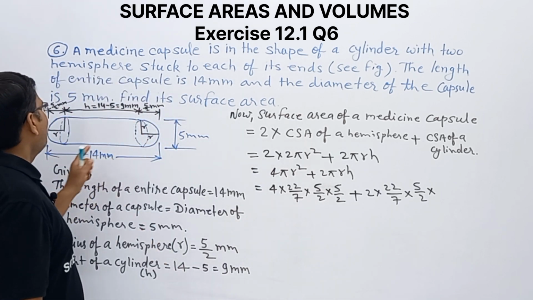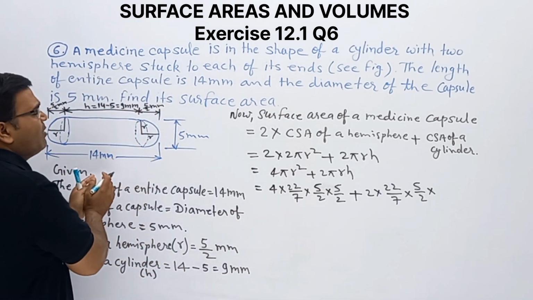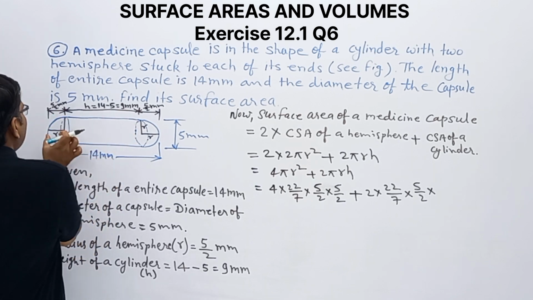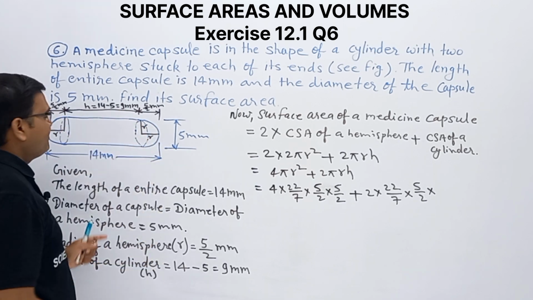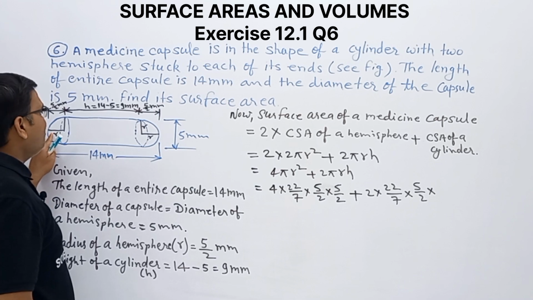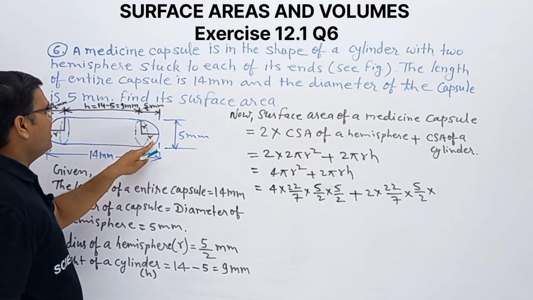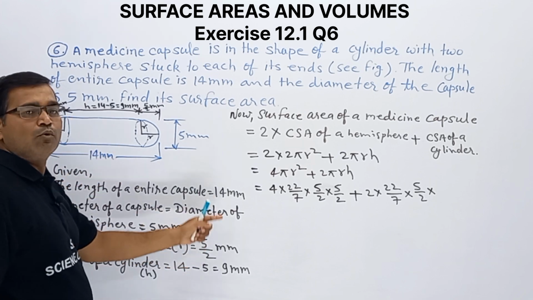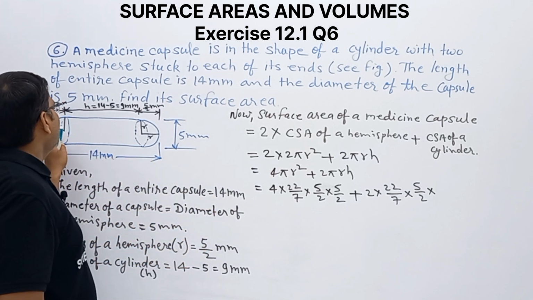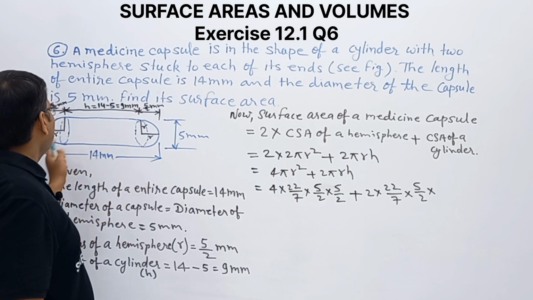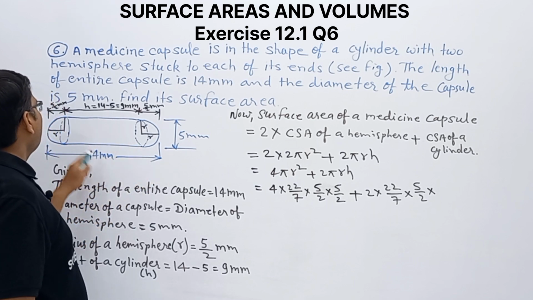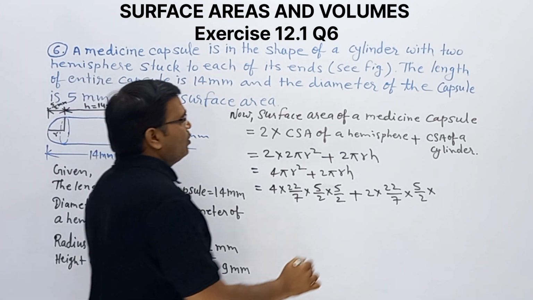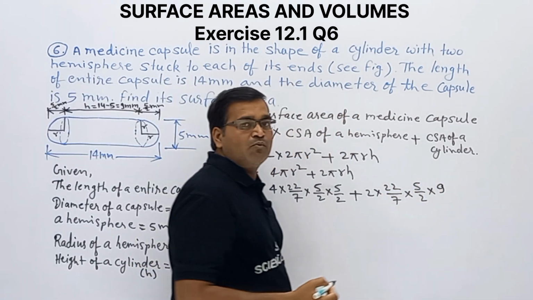So in which h is what? Height of a cylinder, and height, total length is the 14 mm of this capsule, but height of this cylinder is what? Total minus this and this one. This is radius of a hemisphere, and this is also radius of a hemisphere. It means r plus r, 2r, and r is what? 5 by 2. 5 by 2 into 2 will be what? 5. So this and this length will be 5. So total we are having 14. 14 minus 5, this one will be what? 9 mm. So h is 9.